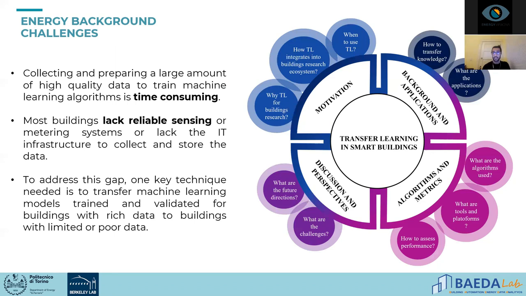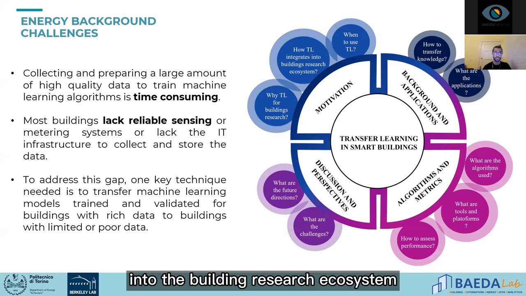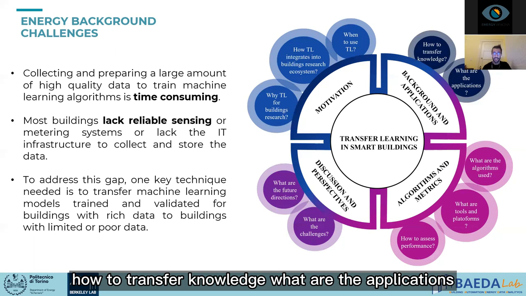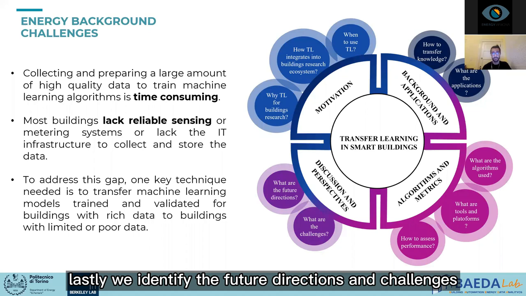During this review, we try to answer all these questions. So basically, we started with the motivation. Why should we use transfer learning for building research? How can we integrate it into the building research ecosystem? When to use it? How to transfer knowledge? What are the applications? And then, after finding the answer to these questions, we try to understand what the algorithms and tools are, and how to assess performances. Lastly, we identified the future directions and challenges.